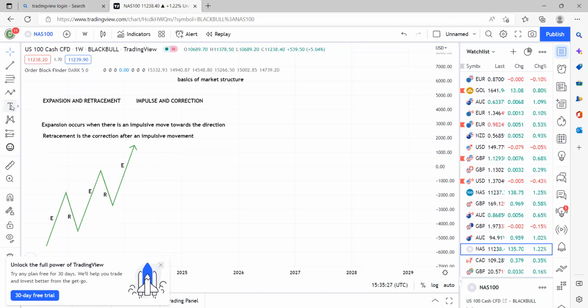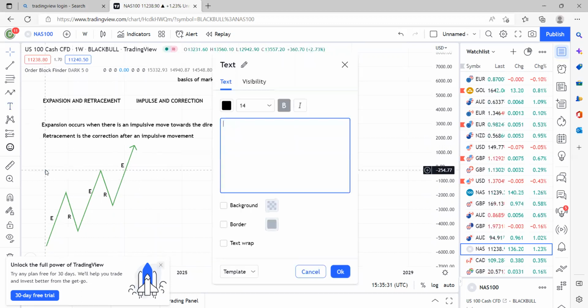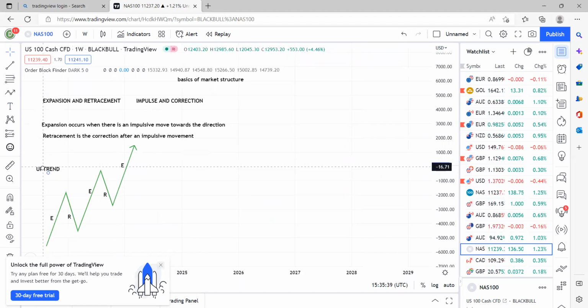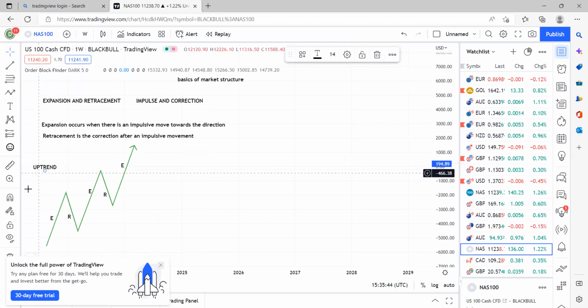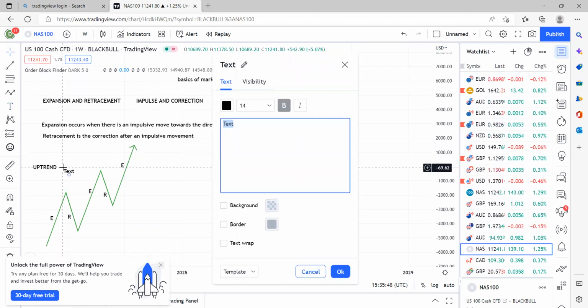So what do we have here? We have something called an uptrend, or another word for it, we can say bullish.